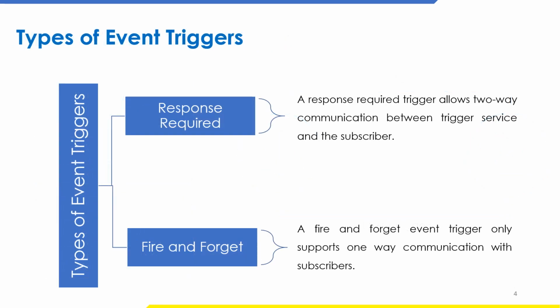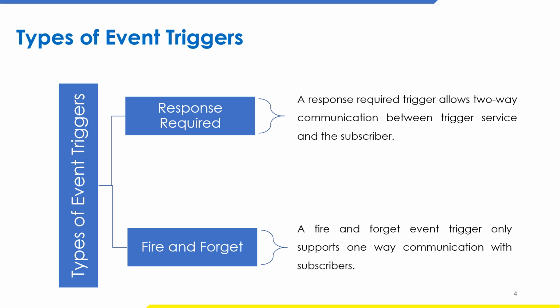In this slide, let's discuss the types of event triggers. There are two types of event triggers: response required and fire and forget. For response required triggers, an asynchronous response type is used. The response deadline field specifies how long SailPoint's cloud service should wait for a 200 response before timing out. The duration format used for this event trigger is ISO 8601. The default response deadline for this event trigger is 1 hour.